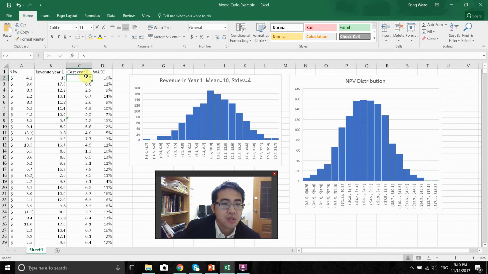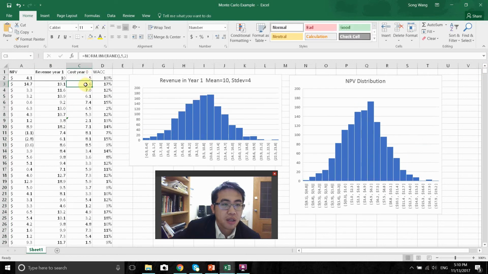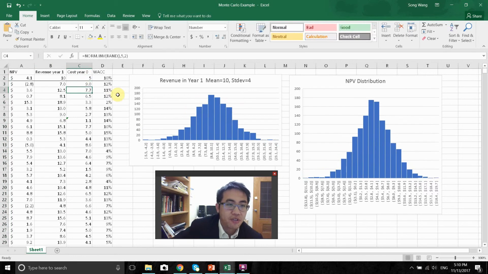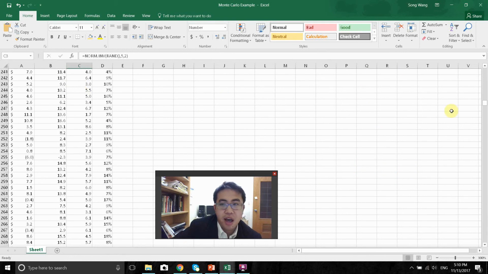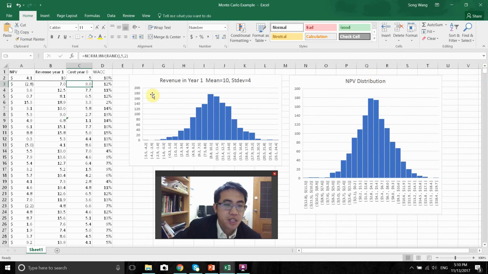Likewise for cost, the cost has an average of 5 and a standard deviation of 2. So the computer also generated 1,000 values. Each time is a random generation. We don't know where it's going to pick up the number. In this case, it could be 9. In the next case, it could be 7.7. The last case could be 1.5. It can be anywhere as long as it follows the distribution.